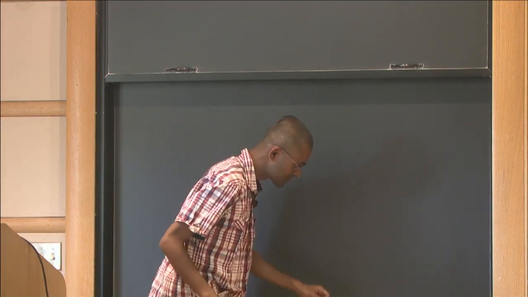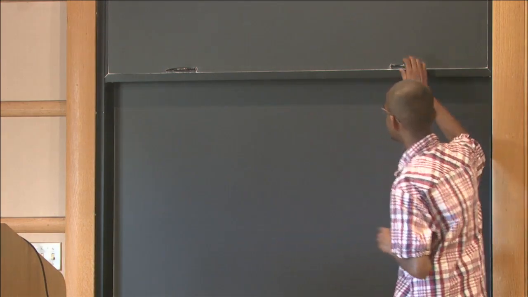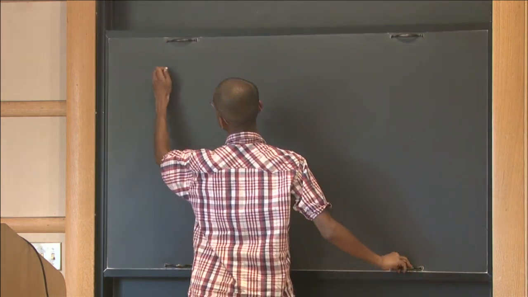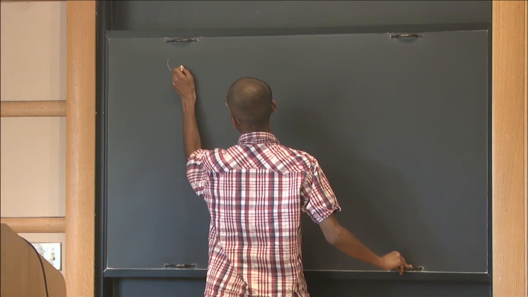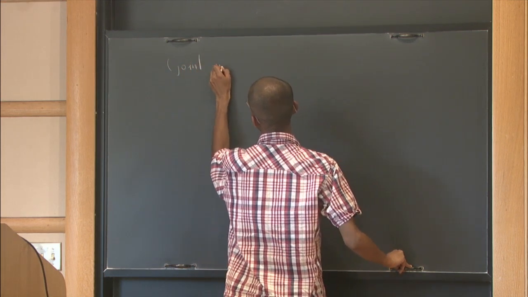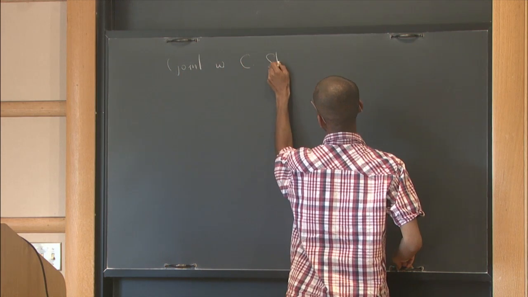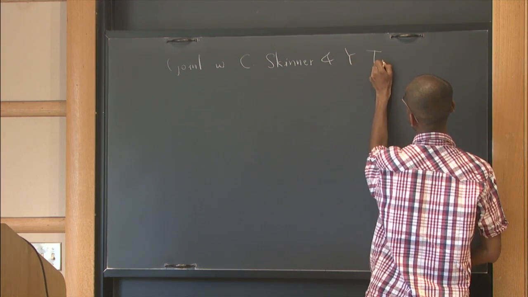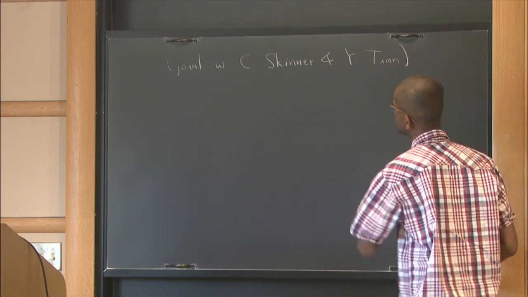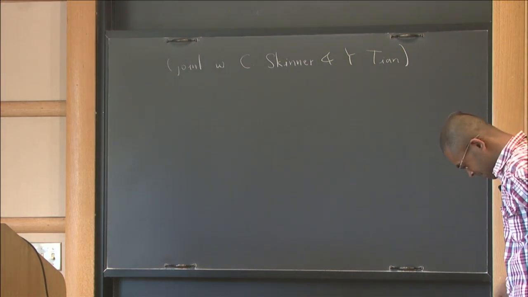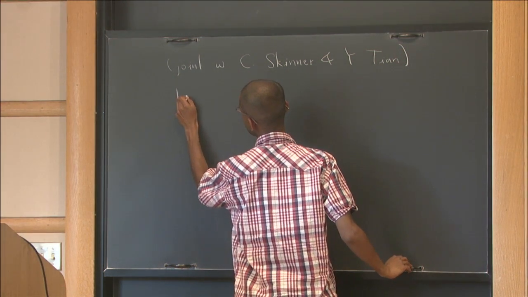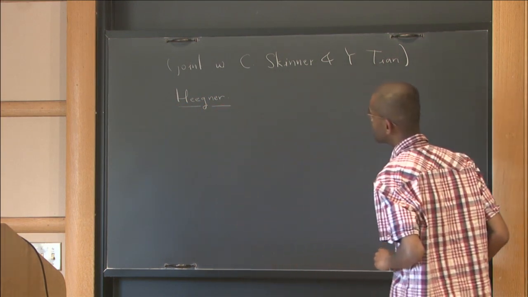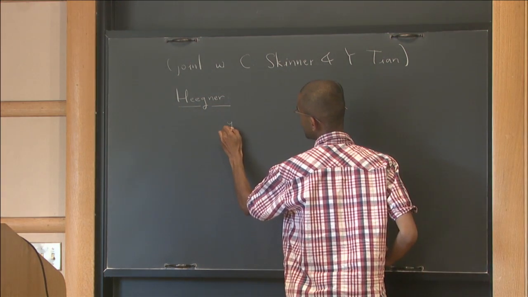So this is a joint work in progress with Chris Skinner and EATM. In the early 50s, Heegner was looking at certain elliptic curves.